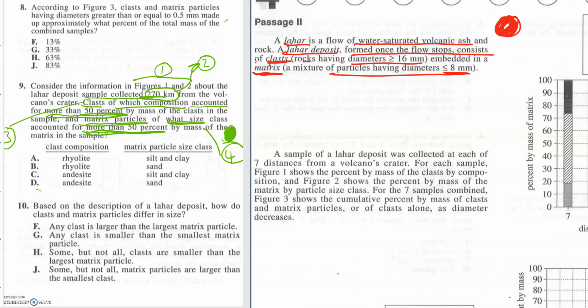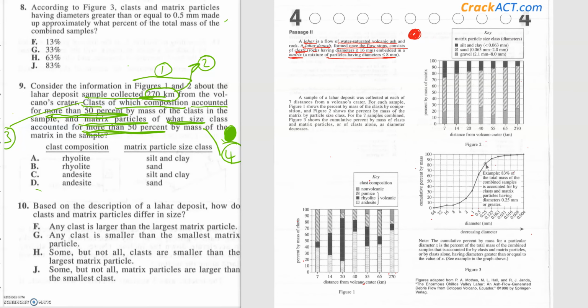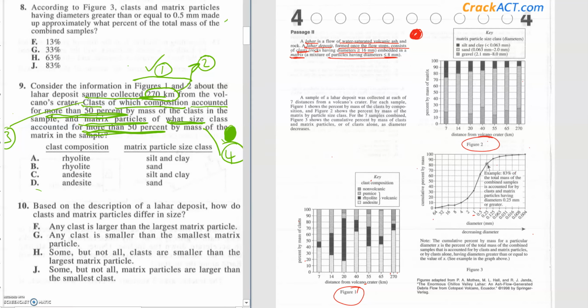So let's. I'm going to shrink down the right hand side so we can see what we're looking at. So we're just going to do step 1. That's it. Consider the information in figures 1 and 2. What we're going to do, we're going to find figures 1 and 2. Over to the red side, the right hand side, figure 1, figure 2. Okay, we have answered step 1. Hoorah. Now we're going to go into step 2. About the Lahar Deposit sample collected at 270 kilometers.